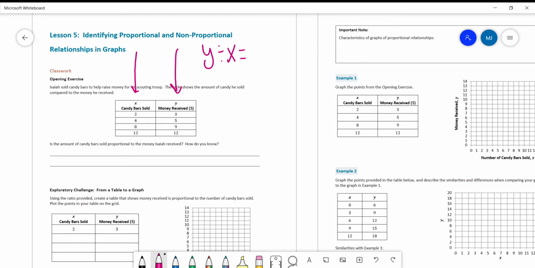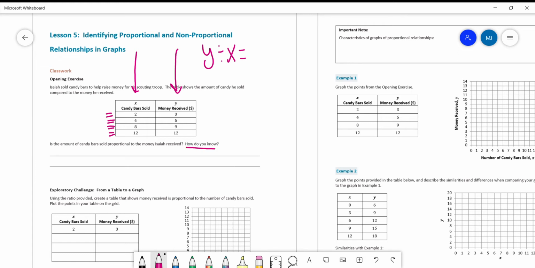If you divide y by x for all the values in your table, and there's a number that is different, or all numbers are different, then you do not have a constant of proportionality. It is not proportional. So I want you to take a minute and look at this opening exercise about Isaiah. I want you to do y divided by x and get all of your values. Remember, we practiced putting them out to the side. And then I want you to answer that question. Is the amount of candy bars sold proportional to the money he received? And how do you know?